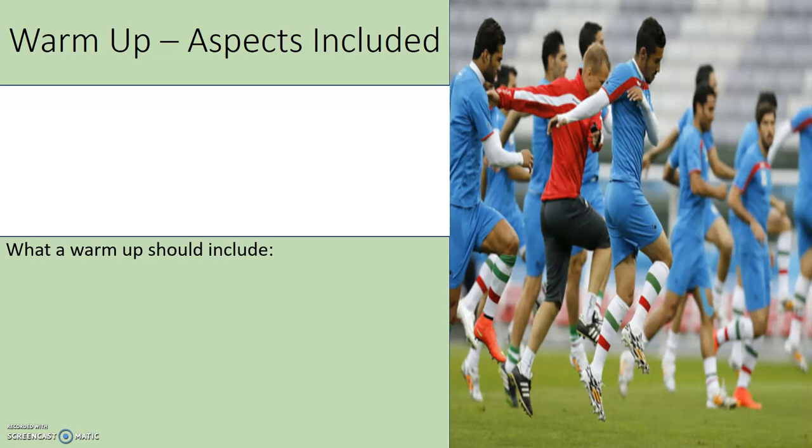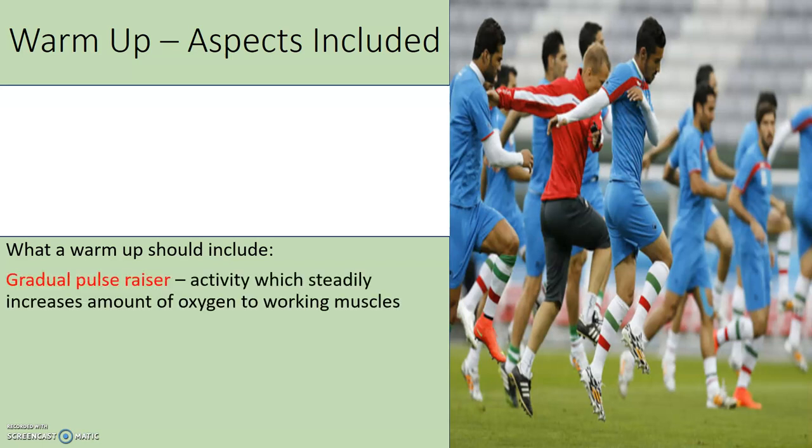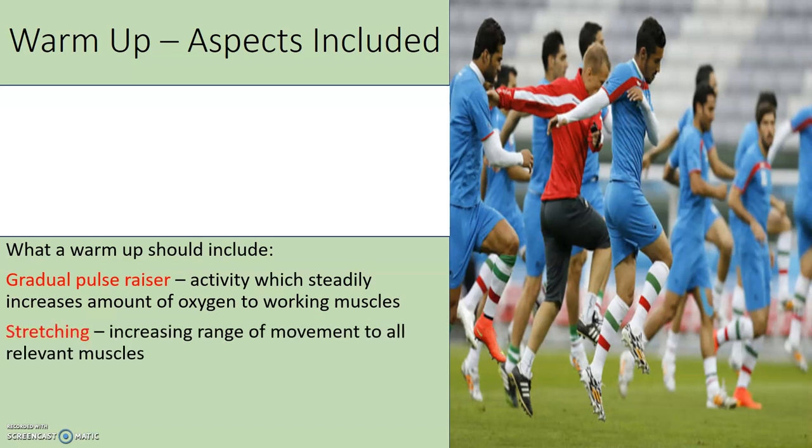So as GCSE candidates, we need to ensure that we recognise that in a warm-up, initially, we need a gradual pulse raiser. This is a form of activity which steadily increases the amount of oxygen to working muscles. Once we've completed this, stretching is important, and we've got different types of stretching. Ultimately, a stretch will increase the range of movement to all relevant muscles. We can stretch in two ways, really. The most common ways that you'll probably be aware of will be static stretching or dynamic stretching.